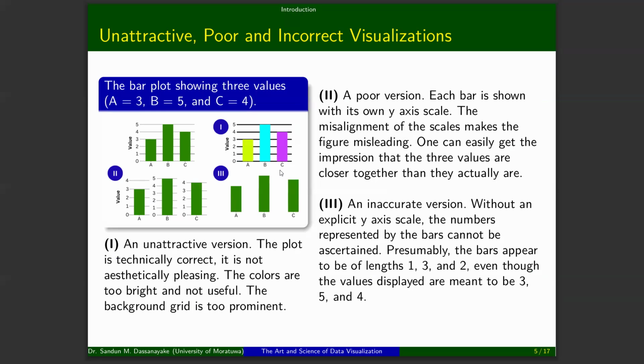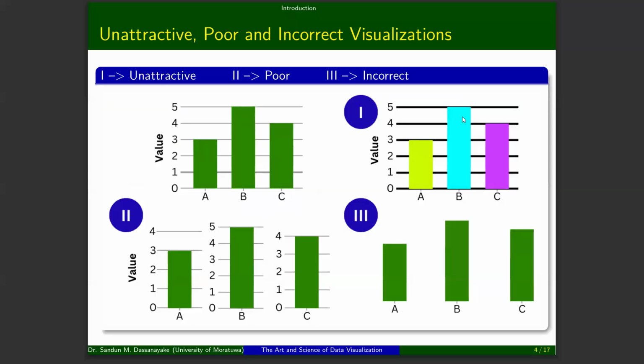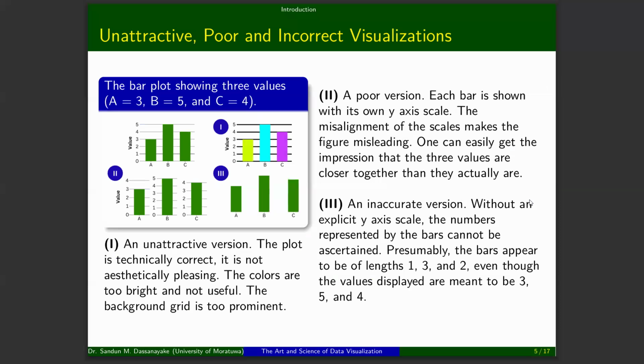So I have given some explanations and an attractive version. The plot is technically correct. It is not aesthetically pleasing. The colors are too bright and not useful. Yeah, here I forgot to mention that the colors are also not useful, because color, remember, is a different type of scale. We have a different lecture on color theory. The color itself is a different type of scale. So including this here, it's actually taking too much unnecessary space, or cognitive space.